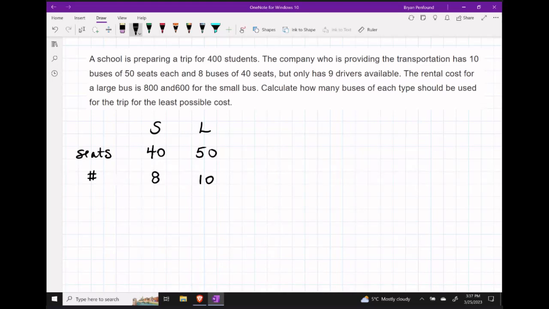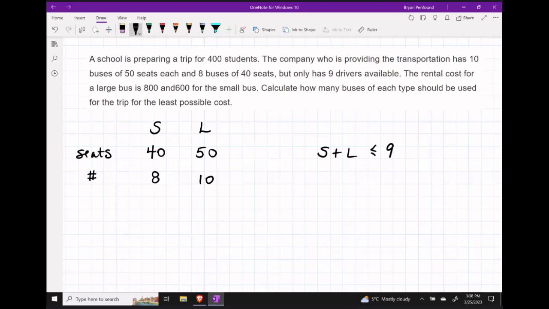Now notice here that the question says that the company only has 9 drivers available. So however we divvy up the buses for the school, it has to be the case that if we take the number of small buses and add to it the number of large buses, I won't be able to take more than 9 of them because we only have 9 drivers available. So that's our first constraint.